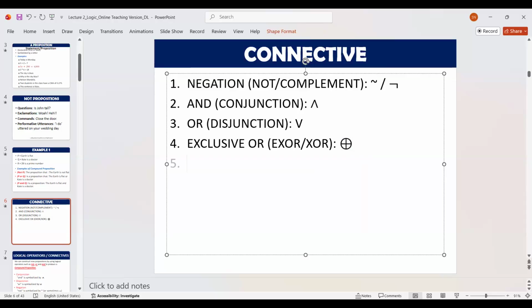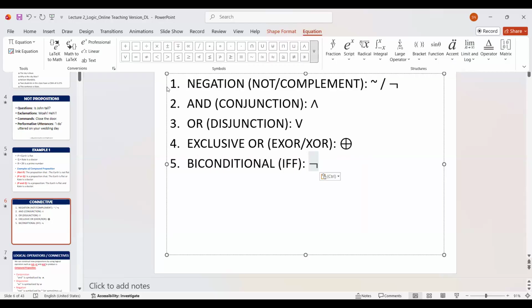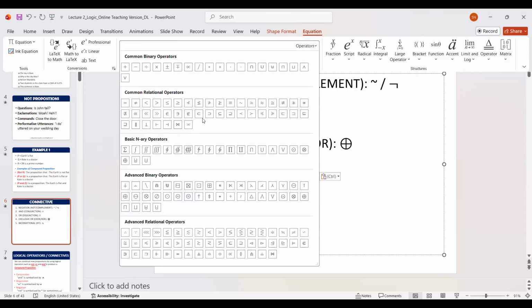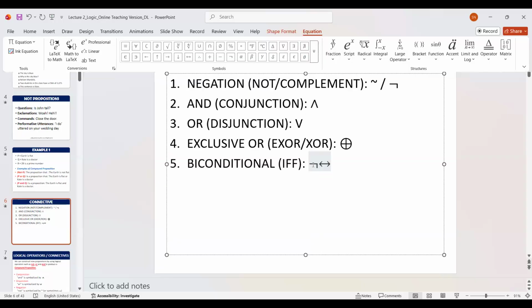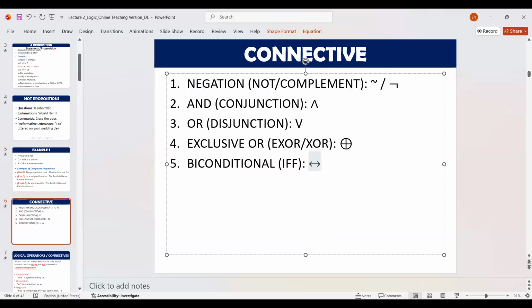Now then we have biconditional. The English word is if and only if. Again, you need the equation editor to find that symbol. It's an arrow on both sides of an equation. Maybe it will be in basic. Biconditional. Okay, so it's either this, or you can use an equal to sign with an arrow on both sides. So either this or that.